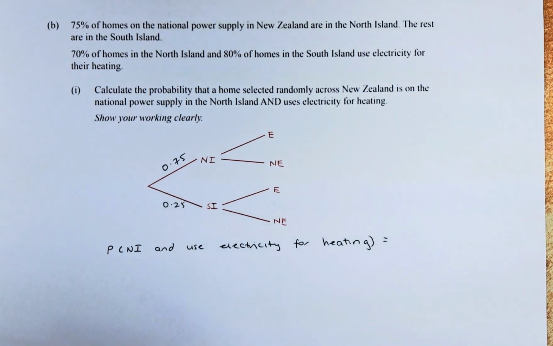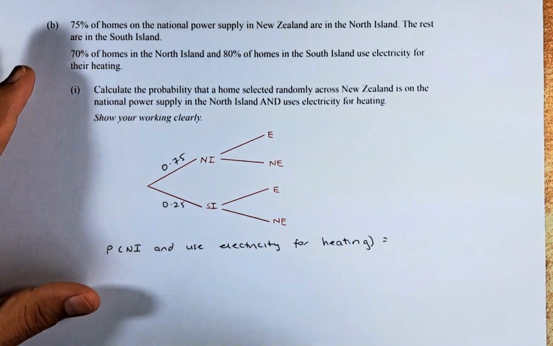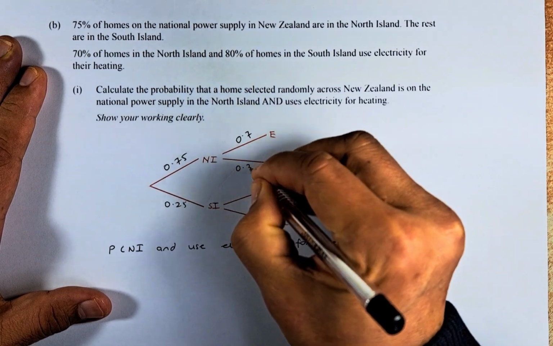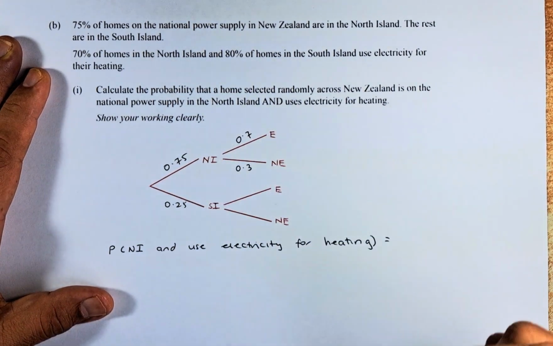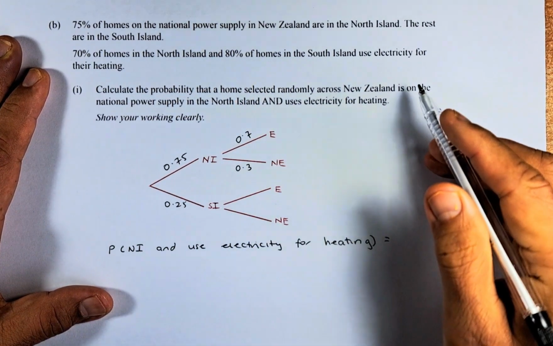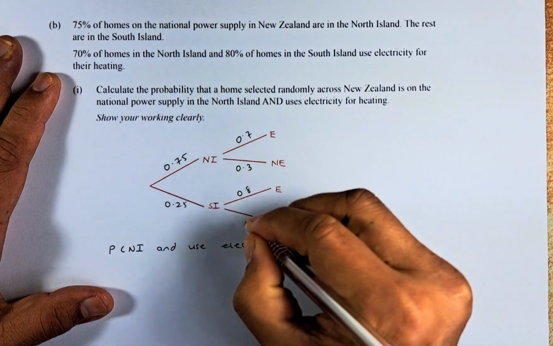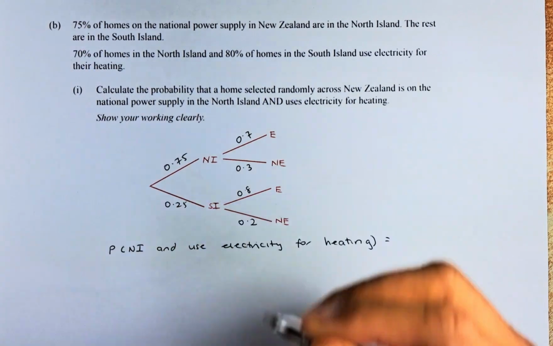So now we are going to do the second event. 70% of homes in the North Island use electricity. So North Island 70%, it will be 0.7. Do not use electricity will be 0.3 because this must add up to 1. And 80% in South Island use electricity for heating. So South Island here, 0.8, and do not use electricity is 0.2.